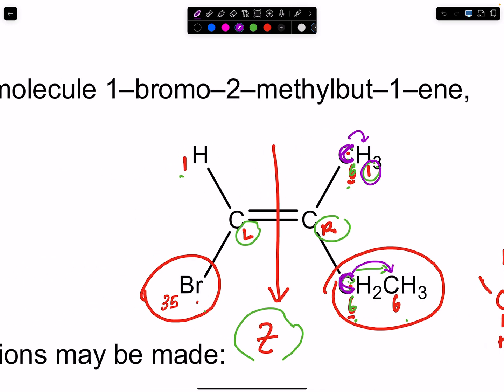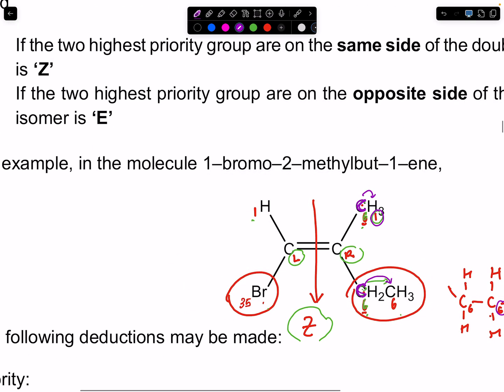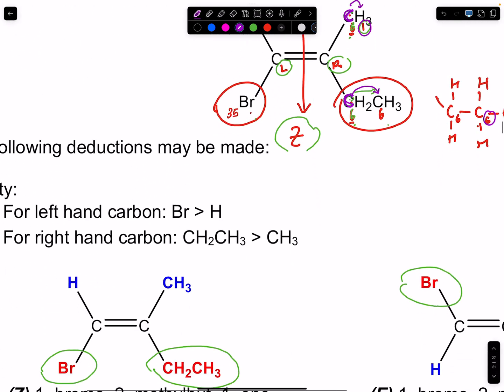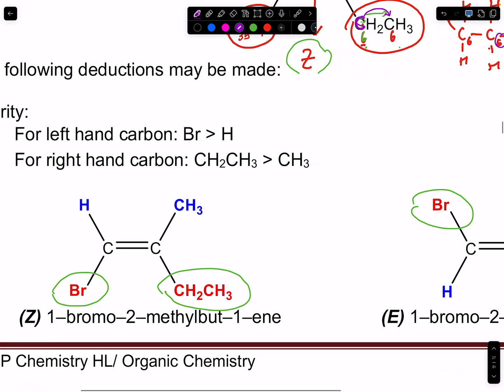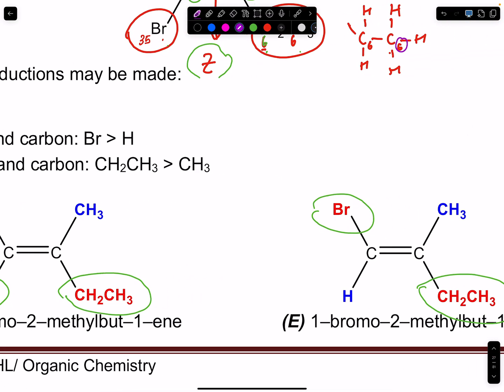Now, since the two priority groups are on the same side, in German, same side means zusammen, which is then represented by the letter Z. Alright? That's why they put Z in front, to tell you that the two priority groups are on the same side. So zusammen. Clear? The opposite of zusammen means opposite side. In German, we call it Entgegen. Entgegen means opposite side. So the letter E.